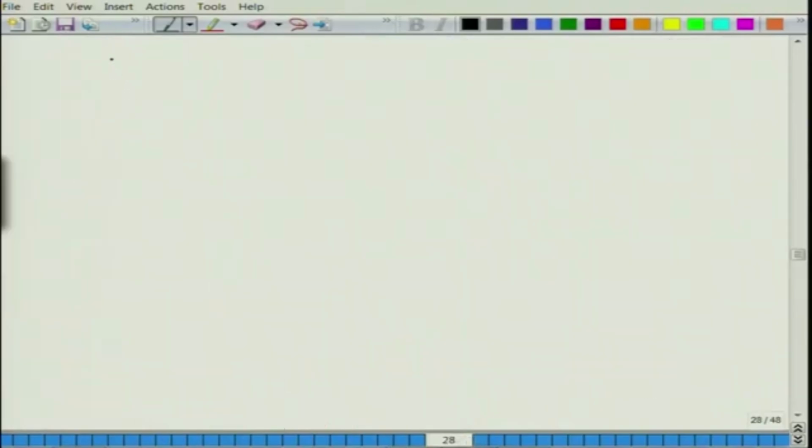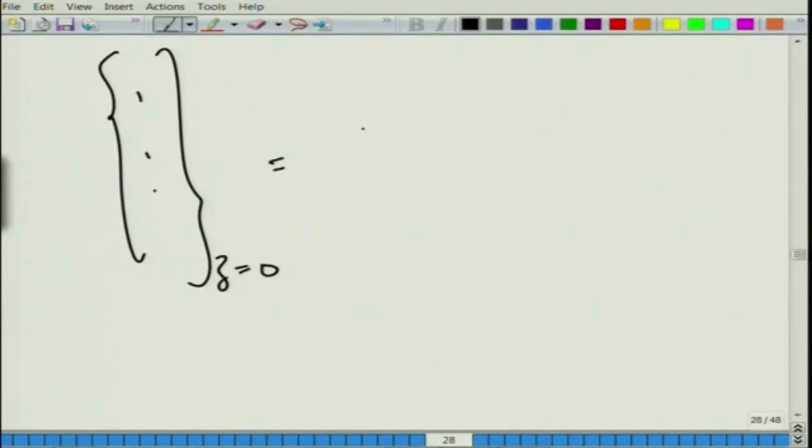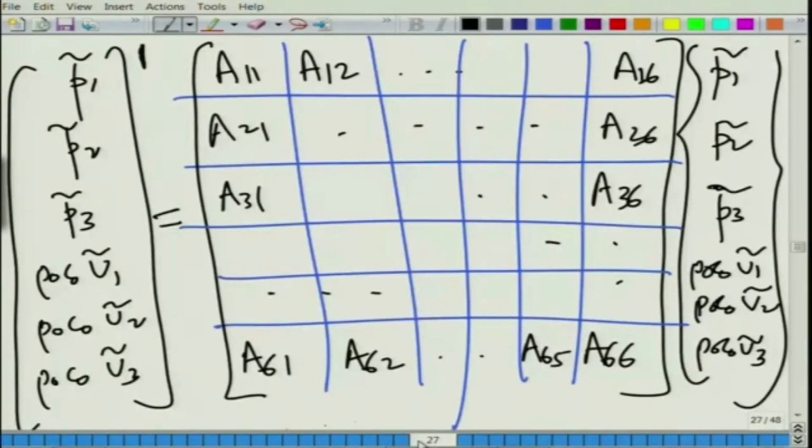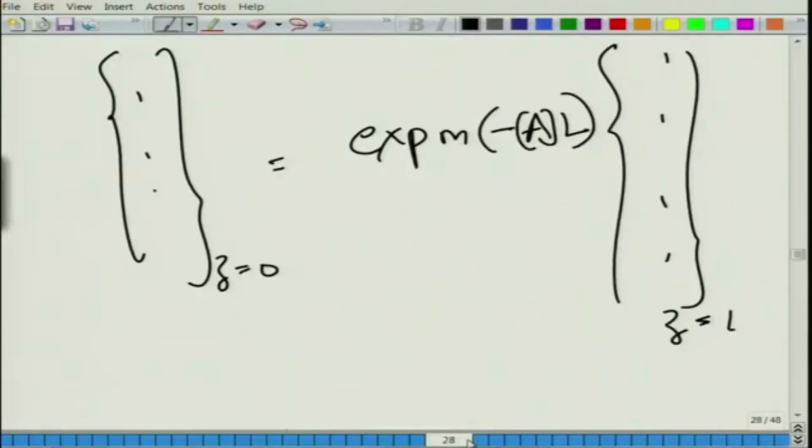Basically, let us say we have this big variable. So, at section z is equal to 0, we equate it by exponential exp m, and I would call this the A matrix over the length L, times this entire thing. So, this is the road map at z is equal to L, that is what we get. So, it is a big matrix, namely a 6 cross 6 matrix as compared to a 4 cross 4 matrix, because it is a fully coupled thing.